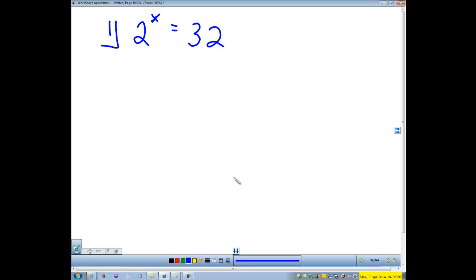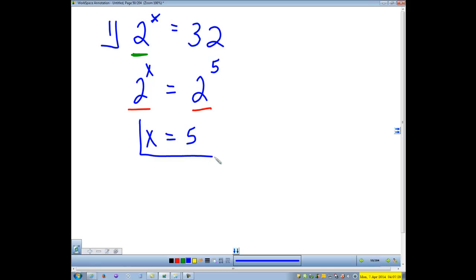First example. 2 to the x power is equal to 32. Look at the very first number here. It is a 2. And I can ask myself, can I rewrite 32 with the base of 2? Well, 2 raised to the 5th power is 32. Now, both of these bases are the same. So set the exponents equal to each other and solve. And x is equal to 5.